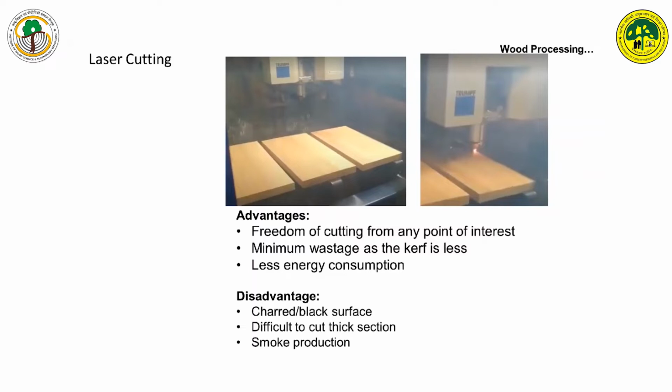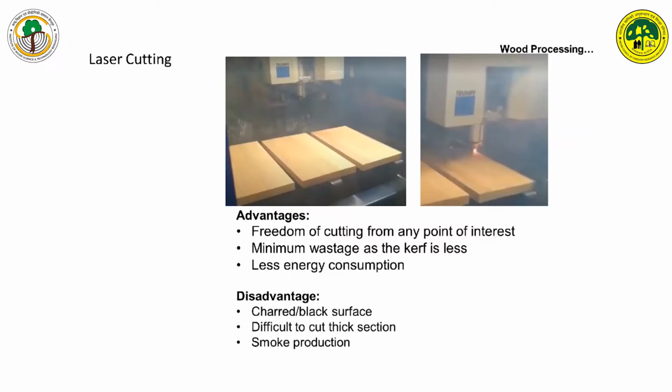But there are certain disadvantages also, because the laser cuts the surface by burning the wood. So we end up with a black charred surface, which needs to be sanded properly. Even if you include the sanding as well as the kerf, it won't be more than 2 millimeter, because the sanding thickness will be around 150 to 200 micron, not much. So although it's a disadvantage, it is still beneficial as compared to traditional sawing.